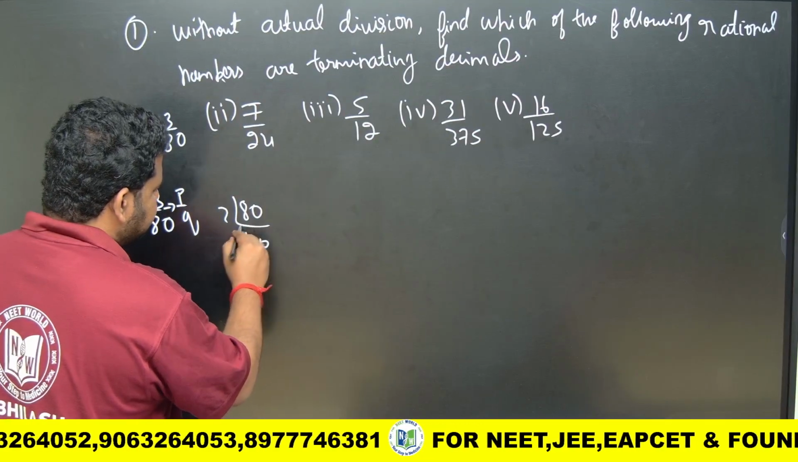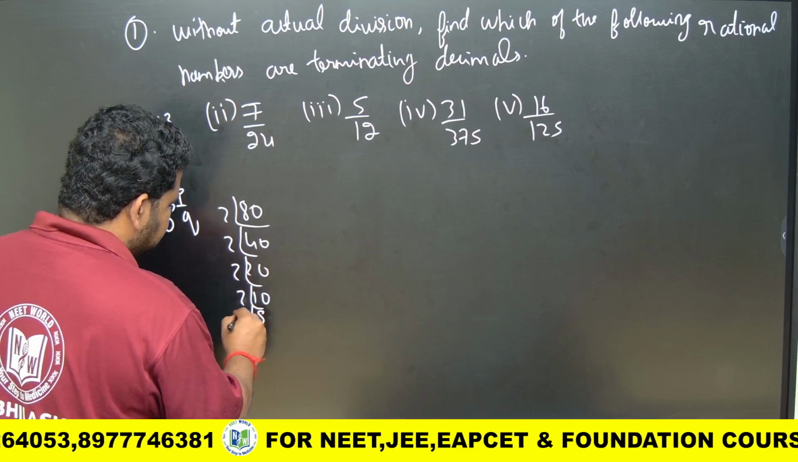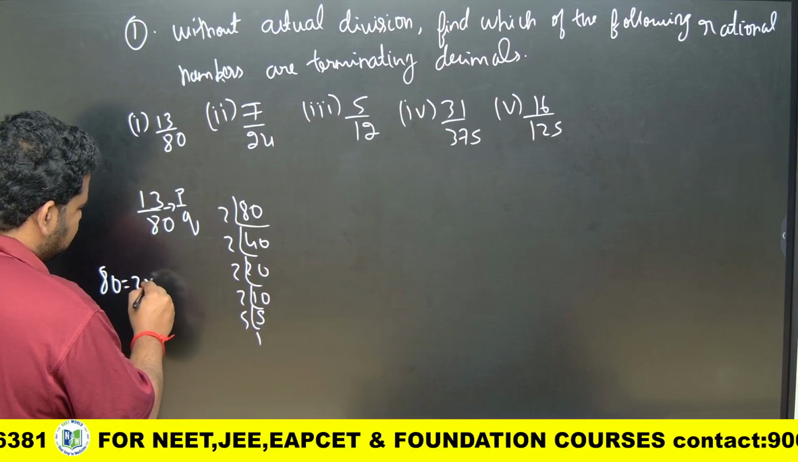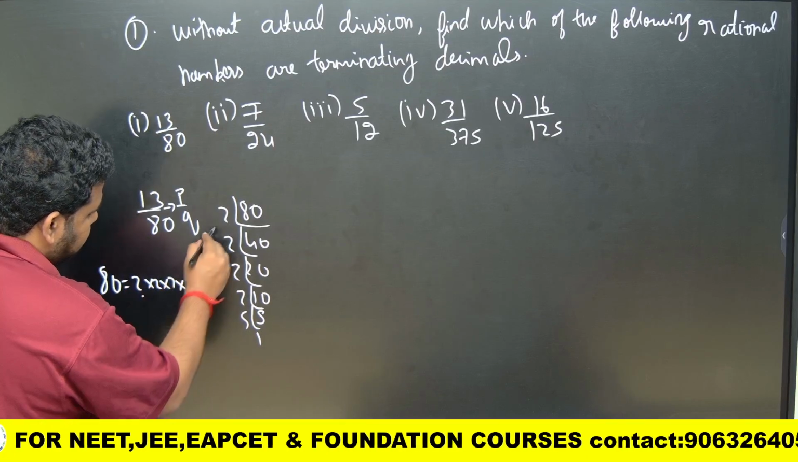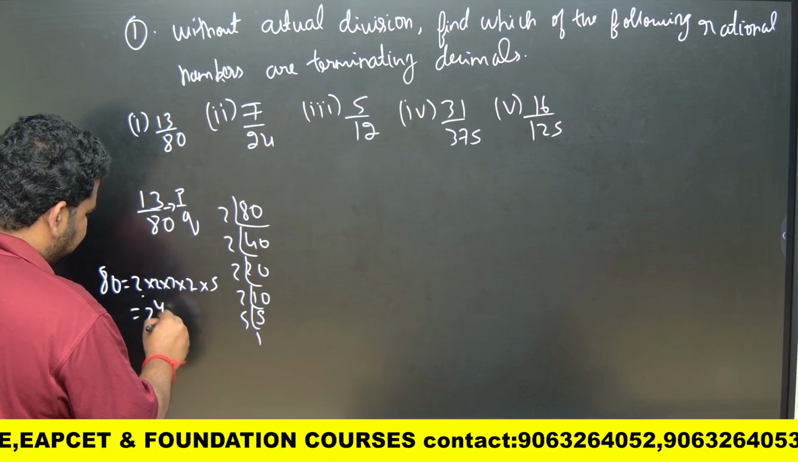So 240 is a multiple, 220 is a multiple, 210, 25, 5 ones. So 80, factors of 80 is what? 2 into 2 into 2 into, what is it? 1, 2, 3, 4 twos. 4 twos into 5, or I can write it as 2 to the power of 4 into 5.